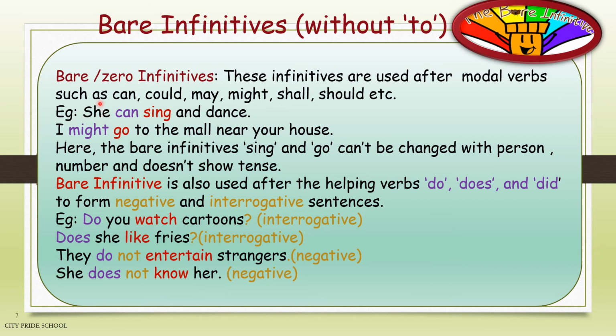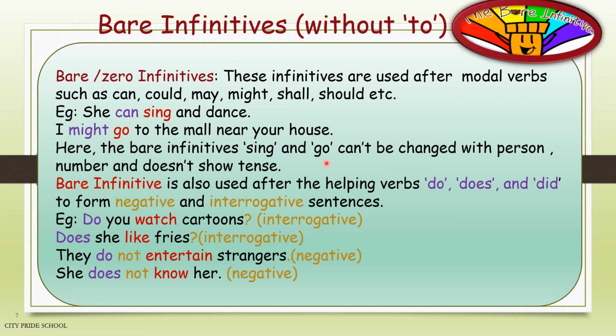Because even if we change she, which is the third person singular pronoun, if we change its number or the person, sing will remain the same. For example, if I change she to I, it will be I can sing and dance. If I change it to they, they can sing and dance. Here, if I replace I with she and might with may, then also go will remain the same. She may go to the mall near your house.